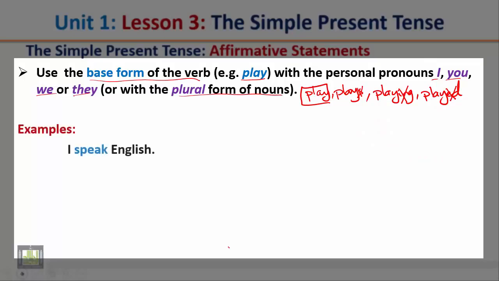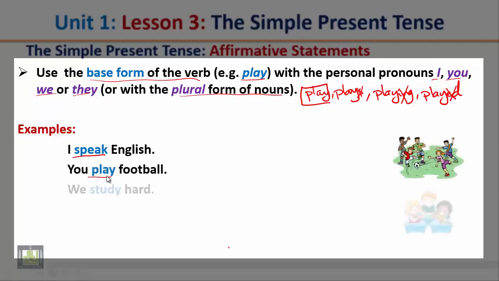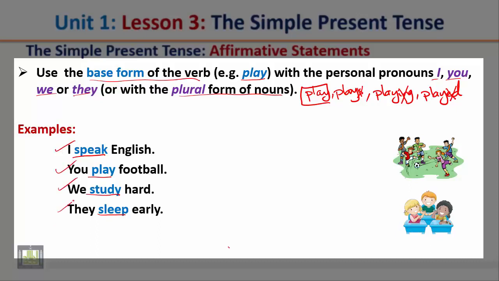Examples. I speak English. You play football. We study hard. They sleep early. Notice here that after the personal pronouns I, you, we, and they, we use the base form of the verb without any suffixes, without s, without ing, without ed. So in the present simple tense we use the base form of the verb after the personal pronouns I, you, we, or they, or after any plural form of nouns.